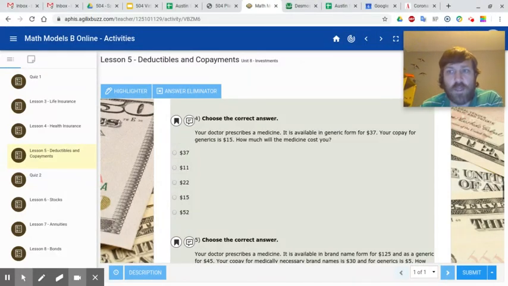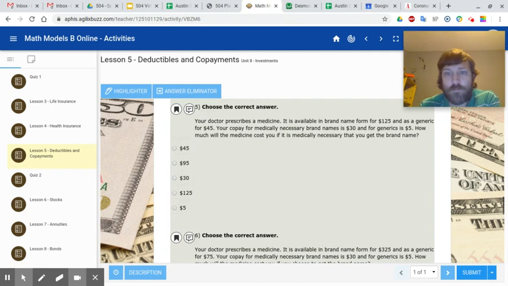So literally, I don't even need to do any calculations here, because it says the doctor prescribes the medicine. It's available in generic for $37, but your copay is $15. How much will it cost you? $15. That's it. So copay is just how much you're going to pay no matter what.